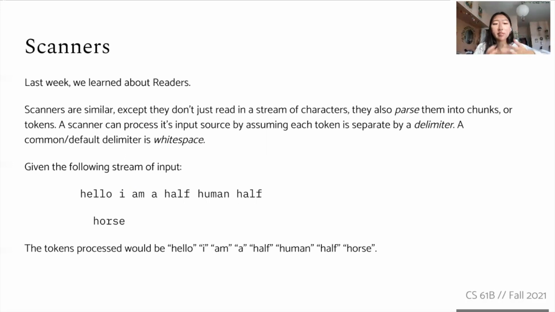processing them. A scanner can process its input source by assuming each token is separated by a delimiter. The delimiter is what breaks your input into those tokens or chunks, and a common or default delimiter is white space. So let's say we had the following stream of input and we're using white space as our delimiter. The tokens processed would be hello, I am a half human, half horse, because all of those are separated by some form of white space. It doesn't matter whether it's a space or a tab or a new line. Those are all types of white space.